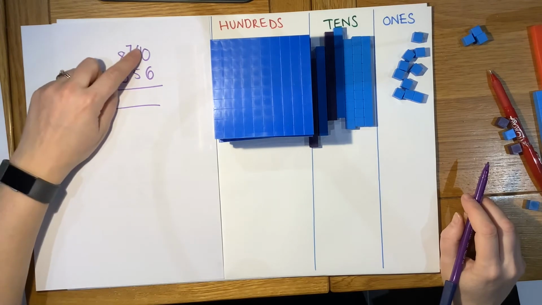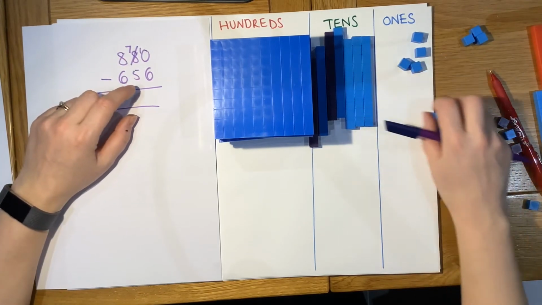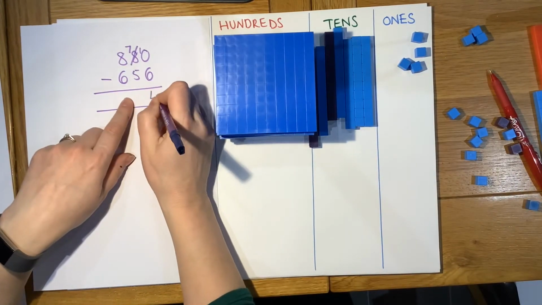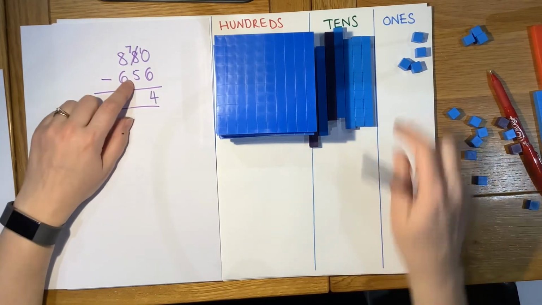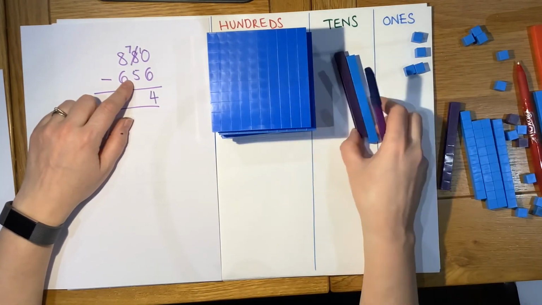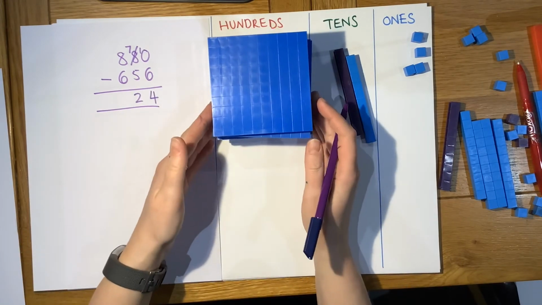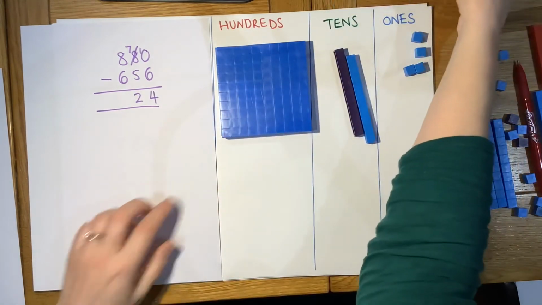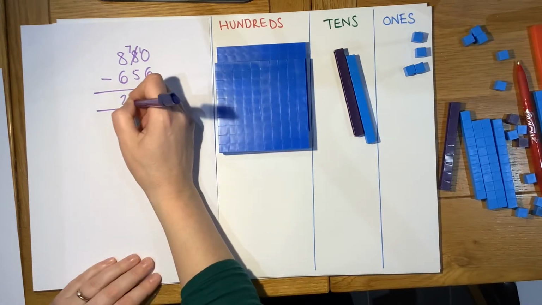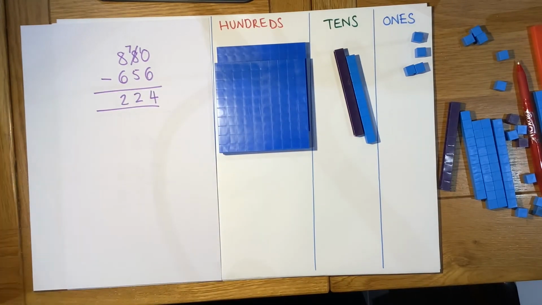Now subtract the ones. 10 take away 6 leaves me with 4. 7 tens take away 5 tens leaves me with 2 tens. And 800s take away 600s leaves me with 200s, giving 224.